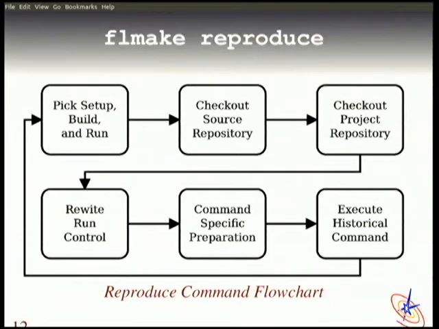And here's kind of the workflow. So you pick each of these 3 commands that you want to do. You recheck out the repository for both the Flash source code and your project, and then you rewrite all the input control files, do some munging on the back end to make sure that the soft links are correct, and finally re-execute. You re-execute the historical command, which I'll get to in a couple moments here.